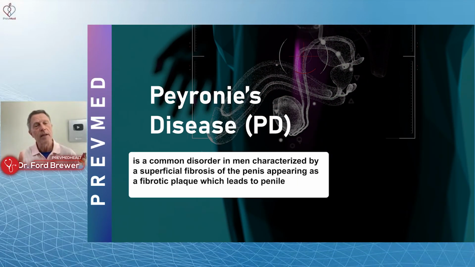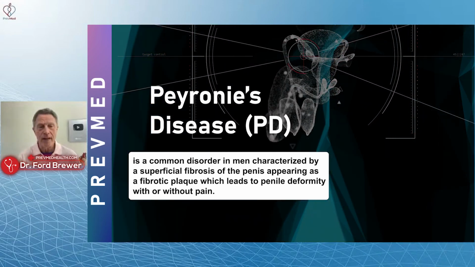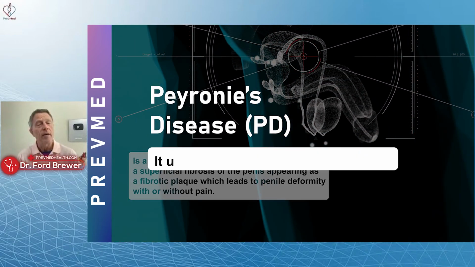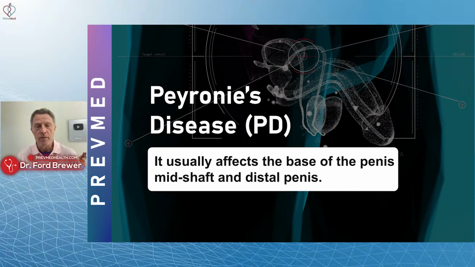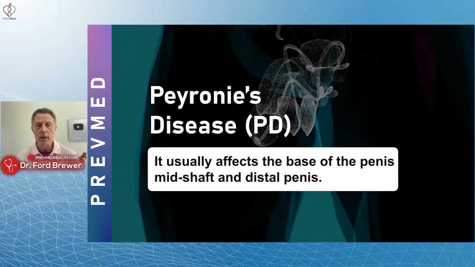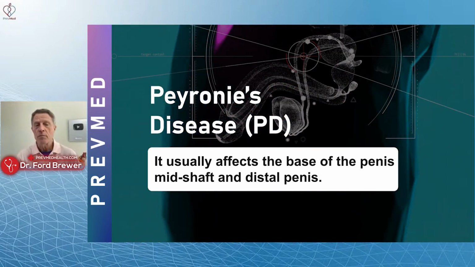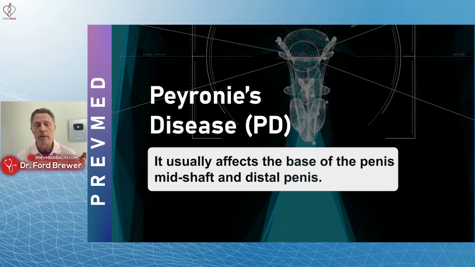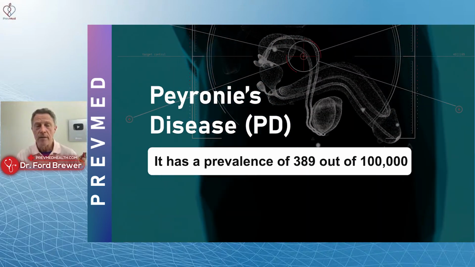Not quite the same definition as cardiovascular or vascular plaque. Anyhow, it leads to deformity of the shaft of the penis, sometimes with pain, sometimes without. It usually affects the base, mid-shaft, or distal shaft. There's a prevalence of 389 out of 100,000.